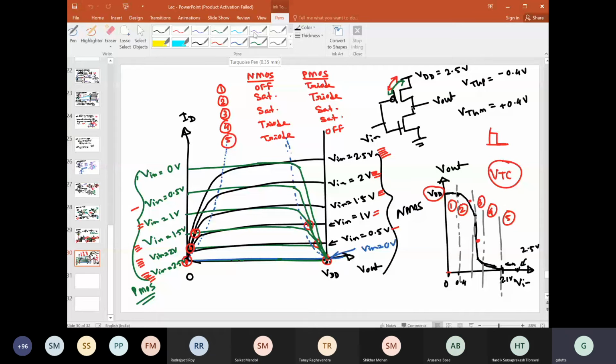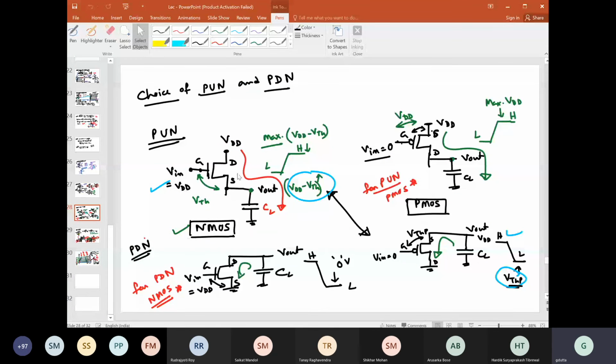Yes. So in the last class, we started our discussion on this CMOS inverter, right? And we have seen what the criteria should be for the pull-up network and for the pull-down network, and why NMOS is preferred in the pull-down network, whereas PMOS is preferred in the pull-up network.